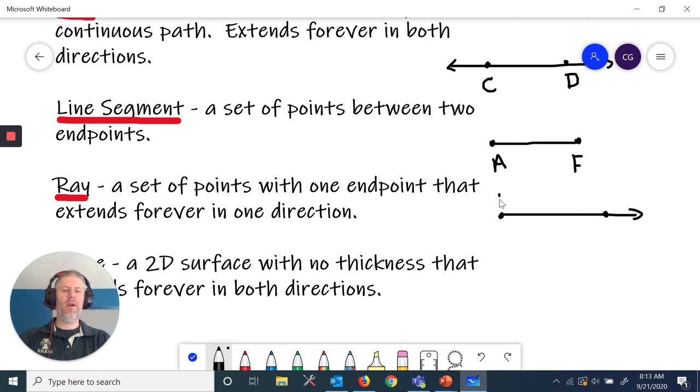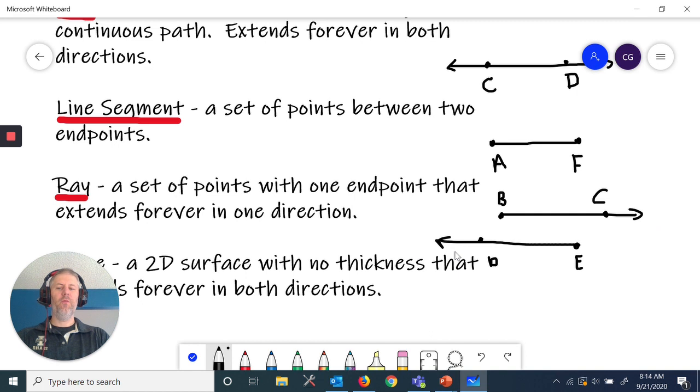We'll call this ray BC. I'm just arbitrarily picking letters. It doesn't really matter. I just can't repeat a letter in a diagram, and we'll talk more about that as we get going. We'll pretend that's a straight line. Bear with me. Or here's ray DE. So we've got a ray going this way, a ray going this way. Rays can go any direction, but we have to have one endpoint, B or E in this case, and that extends forever in one direction. It goes past D this way, it goes past C that way.